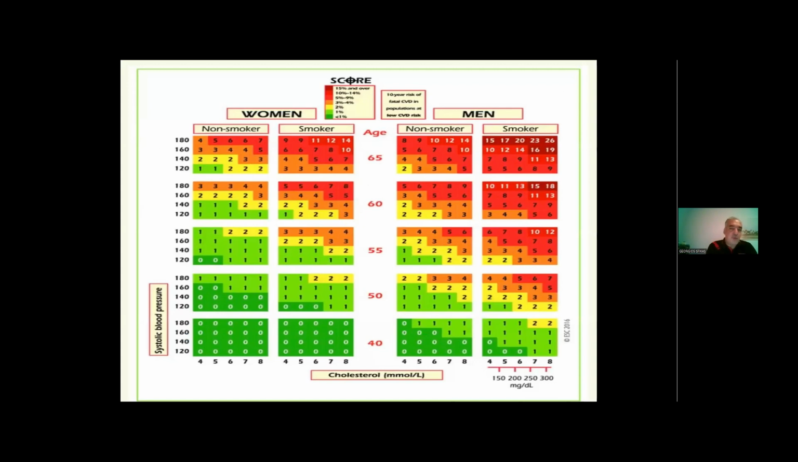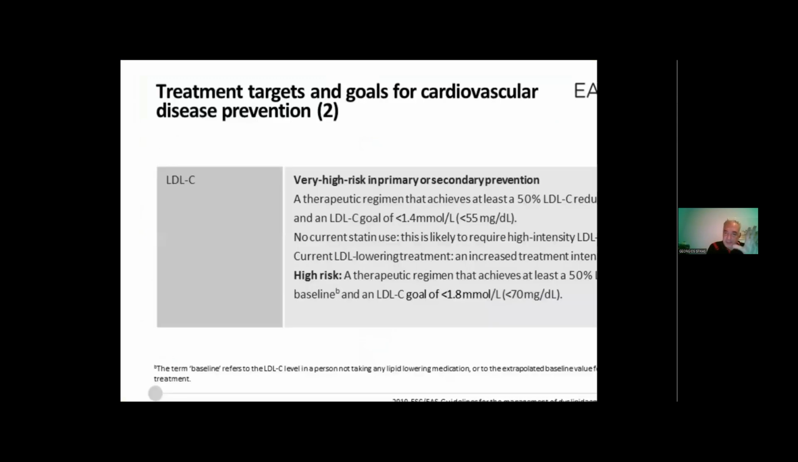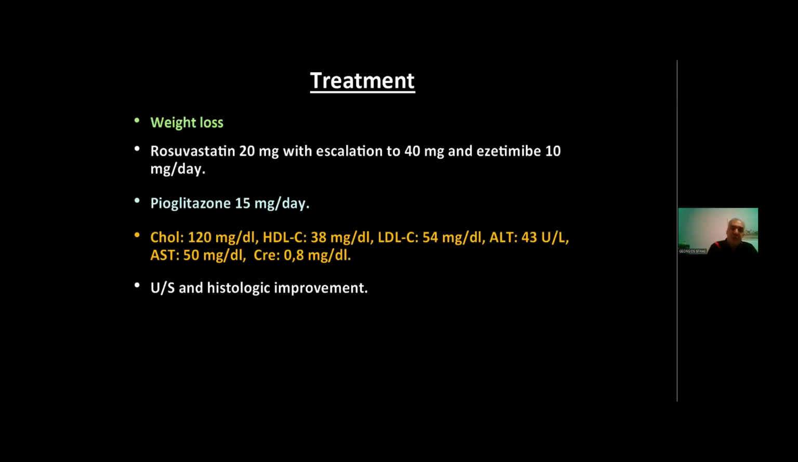Now, what we have to do with our patients, so as to proceed and finalize our presentation, is to establish the cardiovascular risk. With these risk tables, we find that we have a very high risk patient, and we have to pursue a goal of less than 55 milligrams per deciliter of LDL cholesterol. So how do we proceed with this patient? Weight loss, rosuvastatin 20 milligrams with escalation to 40 milligrams, and ezetimibe 10 milligrams per day to reach the level of less than 55 milligrams per deciliter, which is the goal for very high cardiovascular risk patients.